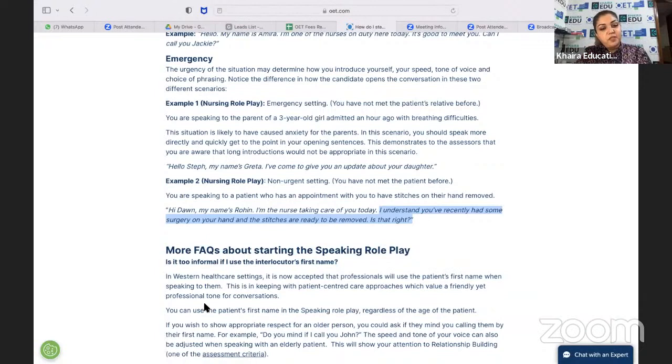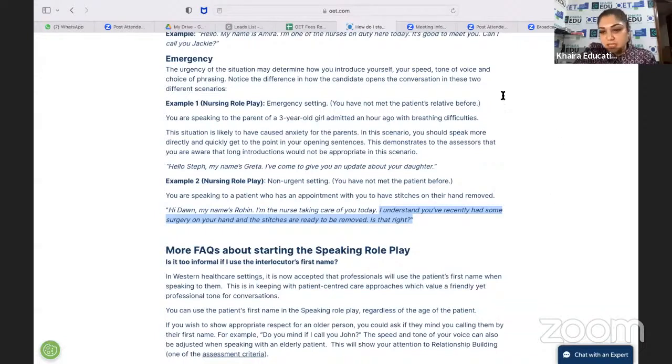After the patient confirms, you can say, all right, what do you prefer that I call you? Or how may I address you today? Then you can start using the first name after they've shared it with you. Okay, Dawn, so I understand that you had a surgery in your hand recently and today you're here for getting the stitches removed. Is that right? Or are you ready? And that is another way.